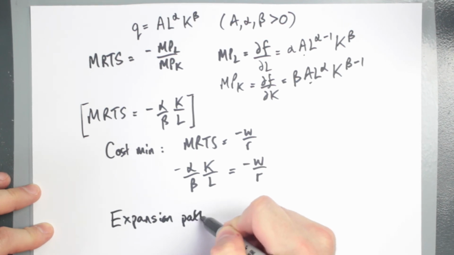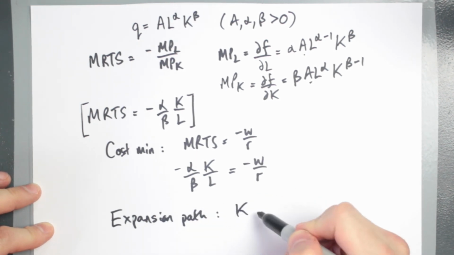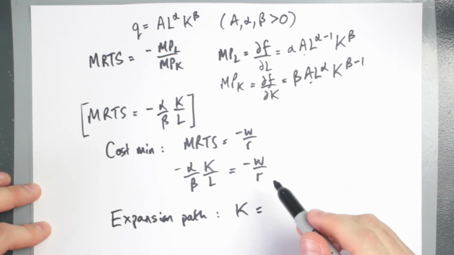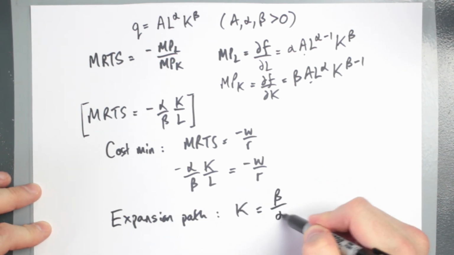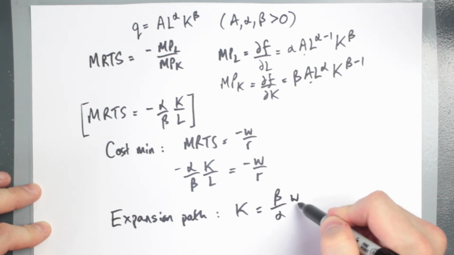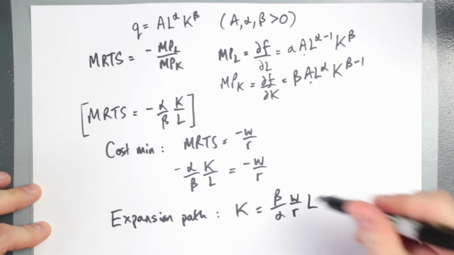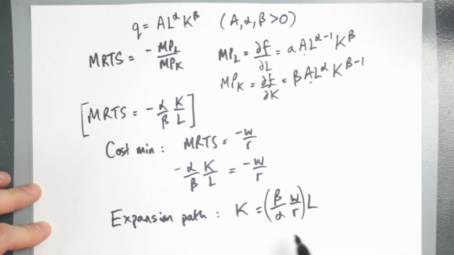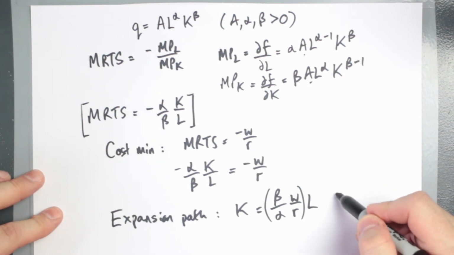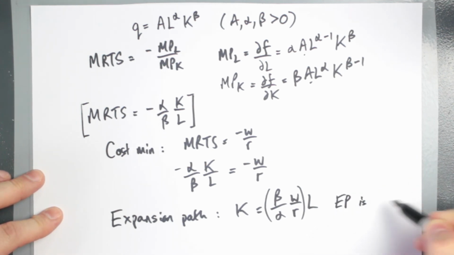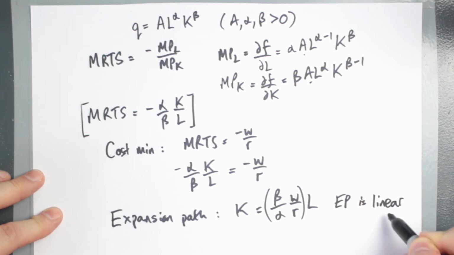So the equation for the expansion path in this case is going to look like this. K equals something. I just rearrange this. I would get beta over alpha, W over R, multiplied by L. Now, don't be fooled by the fact that there's lots of terms here. All of this here, these are just constants. So this is a constant divided by a constant, multiplied by a constant, divided by a constant. This is just some number. K is equal to some number times L. So the expansion path here is linear. It's just a straight line.